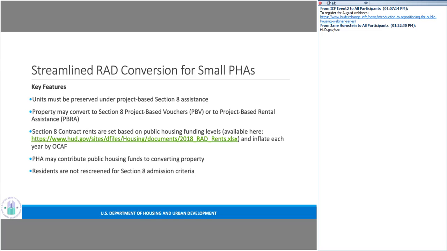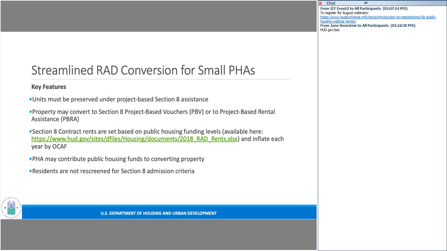A few other key features: the PHA can contribute public housing funds to the converting property. So if the PHA has some operating reserves or some unobligated capital funds, it can bring that over with the property as it's converting. It's a special waiver that we have available through RAD, and again, also not available through Section 18.